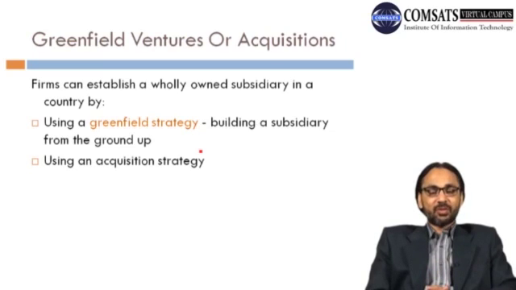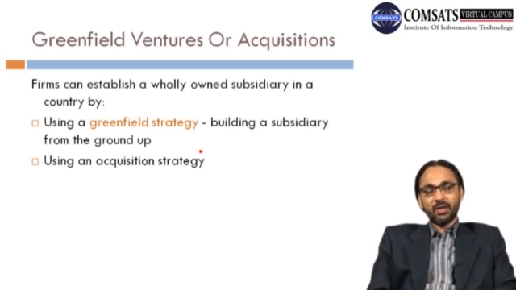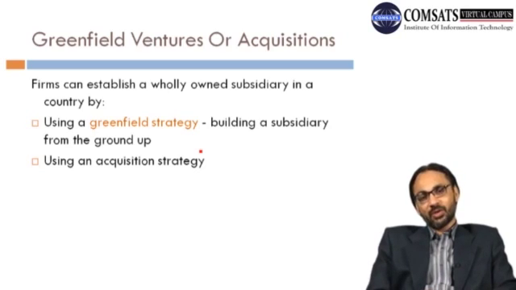A firm can establish a wholly owned subsidiary in a country by using a greenfield strategy. What is a greenfield strategy? Building a subsidiary from the ground up, from scratch to end. You are going to build your own production unit there. Or using acquisition, you are acquiring an existing firm in that market. These are the two ways you can go when you are following the wholly owned subsidiary. Either you can use the greenfield strategy, or you can acquire an existing unit in that market.